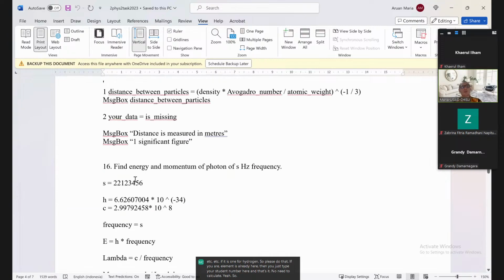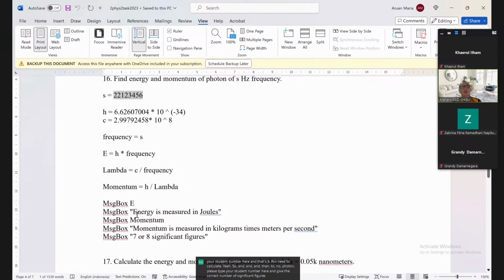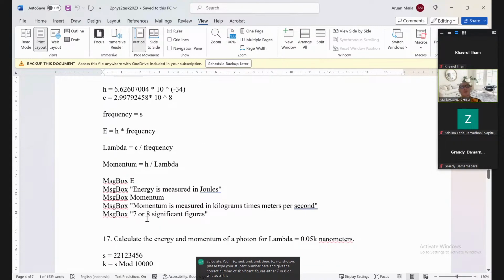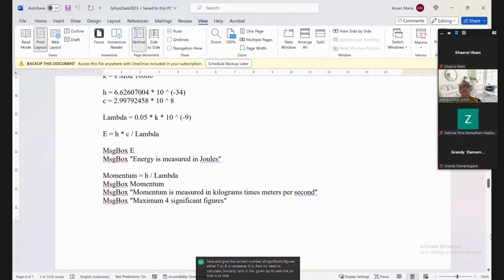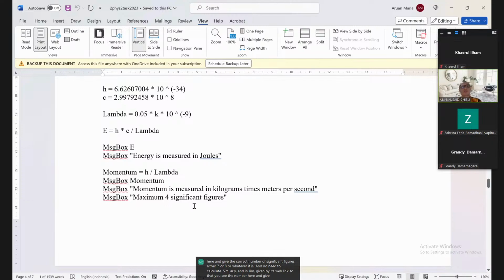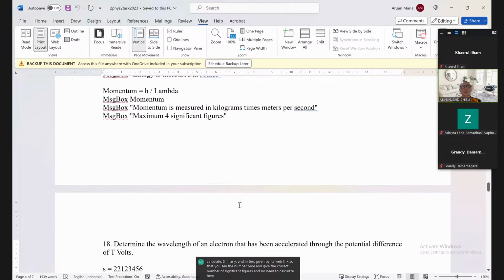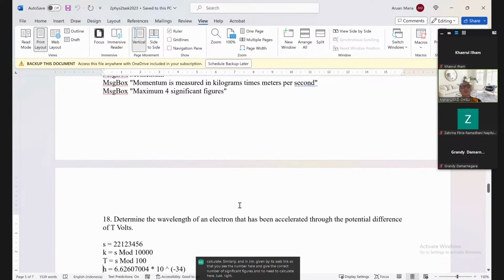So energy and momentum of photon, please type your student number here and give the correct number of significant figures, either 7 or 8 or whatever it is, and no need to calculate. Similarly, energy and momentum of photon, if it is given by its wavelength. So type your student number here and give the correct number of significant figures, and no need to calculate here. Just write correct number of significant figures.